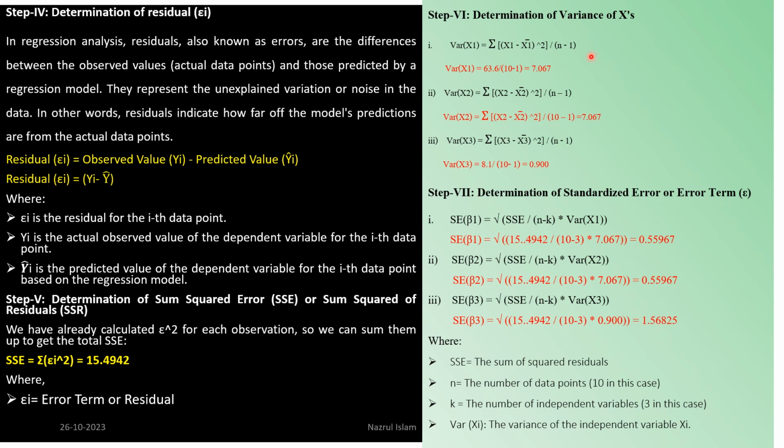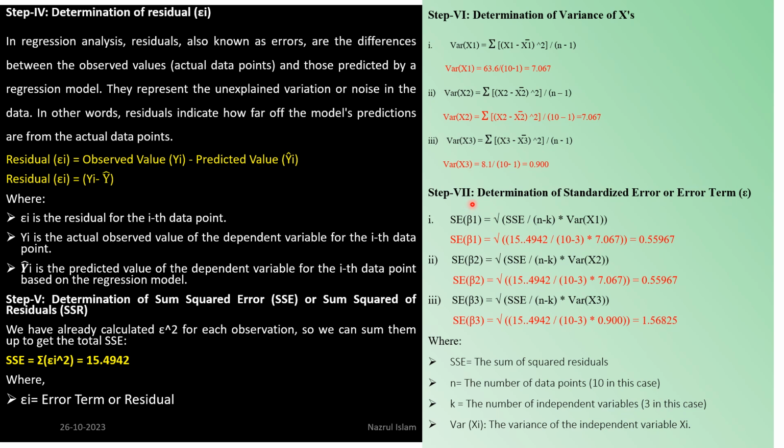As you know, there are three independent variables x1, x2, and x3, and this is the formula: summation x1 minus bar x1 square divided by n minus 1, where n is the number of observations. Here n is 10 and the value is 7.067. Similarly, we get the variances of x2 as 7.067 and x3 as 0.90.